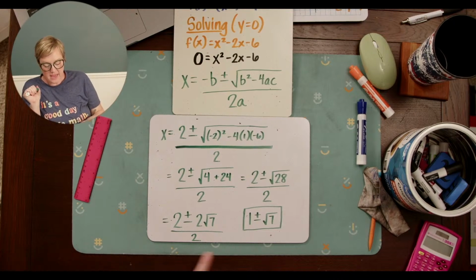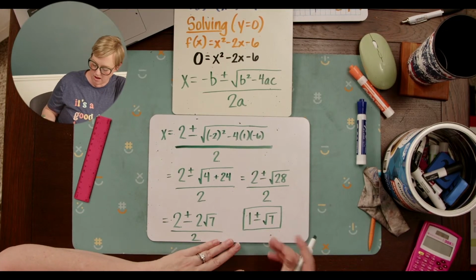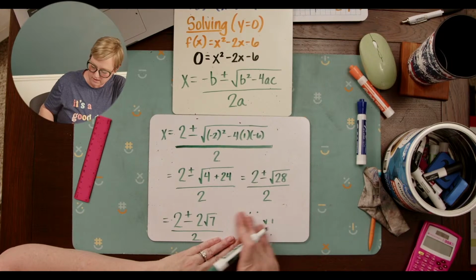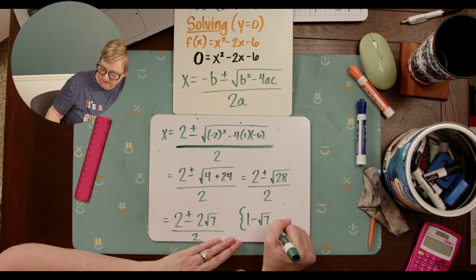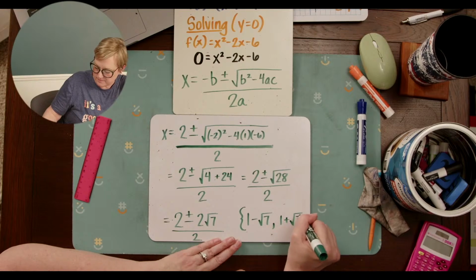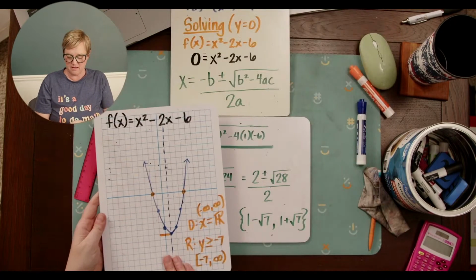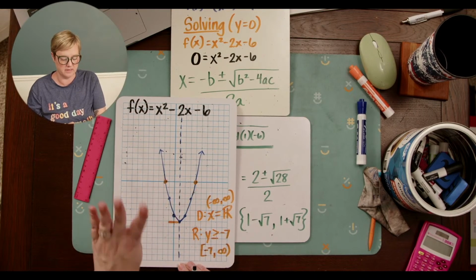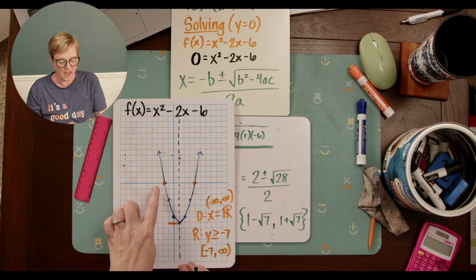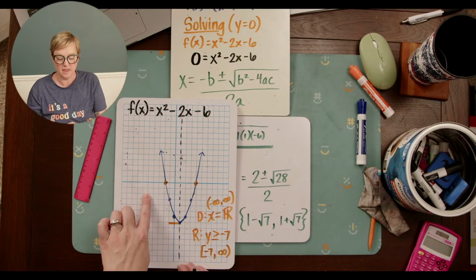Okay. So the x values, my x solutions, my roots, if I write them out as a set, would be 1 minus root 7 and 1 plus root 7. So that is where my two values would be, right here. Now remember, I just kind of eyeballed these, so I'm not saying that's perfect. Okay? But 1 minus root 7 and 1 plus root 7, that's where my zeros would be.